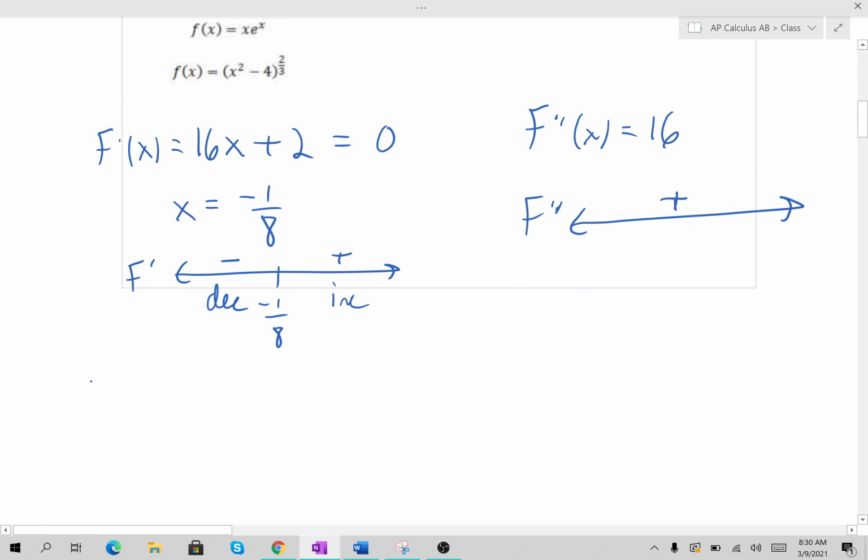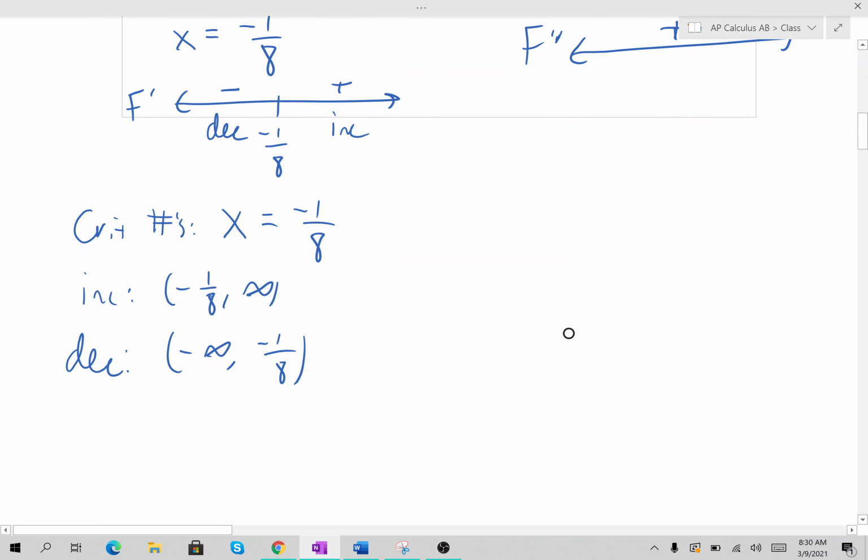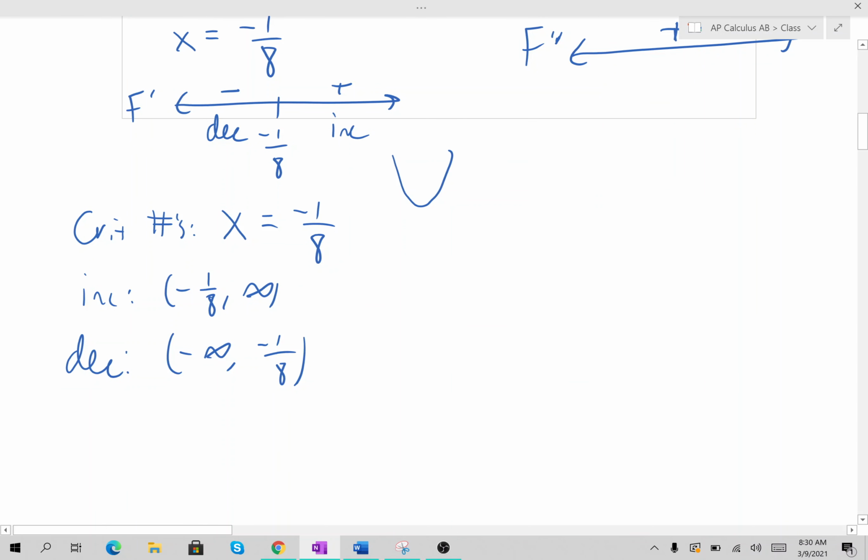So for this one, we have critical numbers at x equals -1/8. We have intervals of increasing from -1/8 to infinity, and intervals of decreasing from -infinity to -1/8. Since it goes decreasing then increasing, down then up, like a parabola, like we expected, we have no relative maxes. We have a relative min at -1/8.